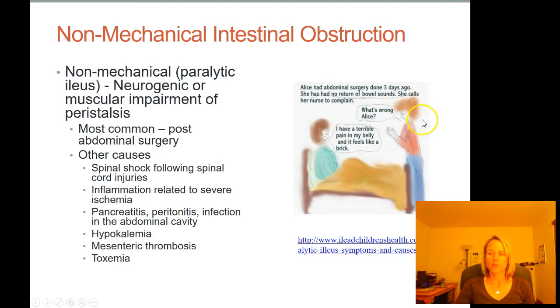So this is one of the reasons why they don't want to discharge a patient until they've made sure that they've had a bowel movement.